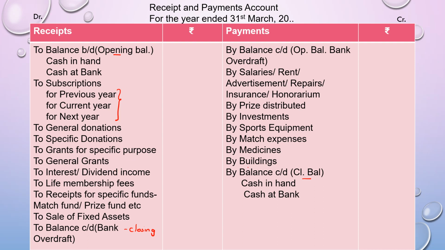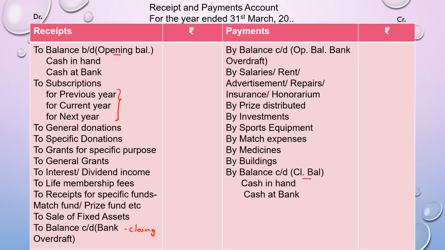Now going to the payment side. Whatever has been paid would come into the payment side or the credit side of the receipt and payment account. So the opening balance of the bank balance, if it is a bank overdraft, would come on the credit side. If it is a normal balance, then it comes on the debit side, here on the receipt side. If it is an overdraft balance, it comes on the credit side.